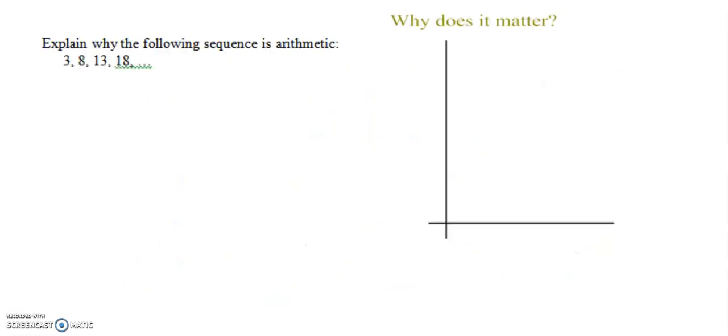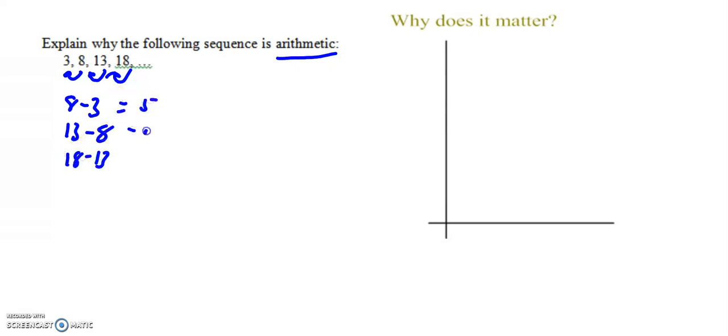The next example: explain why the following sequence is arithmetic. It very much goes with what we were just doing. If we took 8 minus 3, 13 minus 8, and 18 minus 13, we would consistently get a common difference of 5. So we know that it is definitely arithmetic.